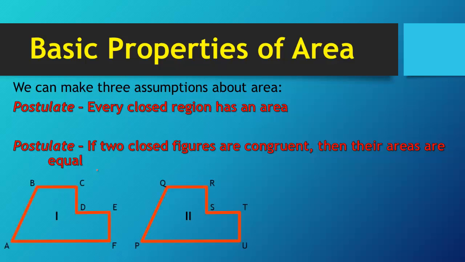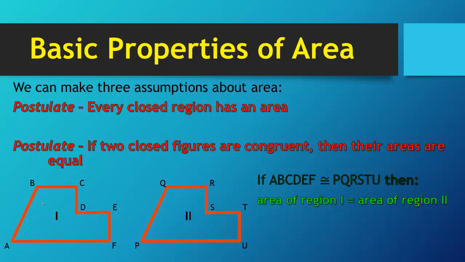Okay, so like here, even though I've got this kind of odd shaped polygon here, if I said that those two were congruent, then their areas would also be congruent. So if ABCDEF was congruent to PQRSTU, then the area of region 1 would be equal to the area of region 2.